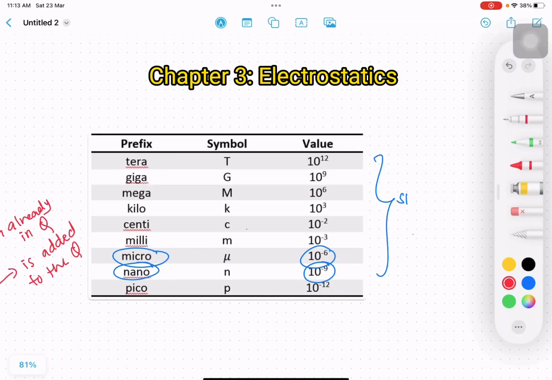Alright, let's jump into the summarization for chapter 3, the electrostatics. Before we jump into the summarization, we have to recap the prefixes that we have already learned in semester 1. We have a very small prefix that we use in this chapter. We have micro and nano. For micro, it is exponent -6, whereas for nano, exponent -9.